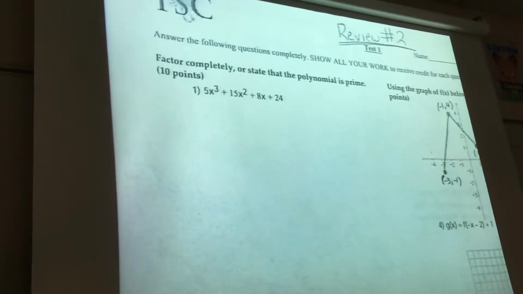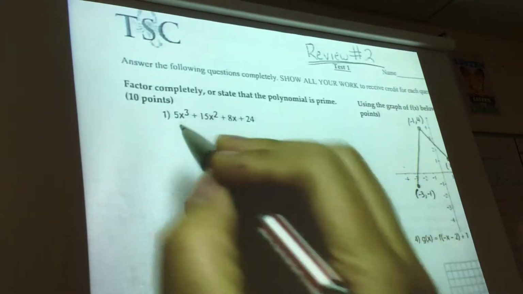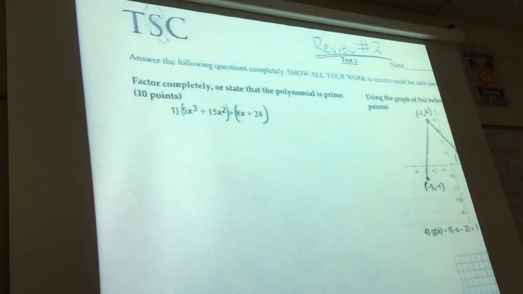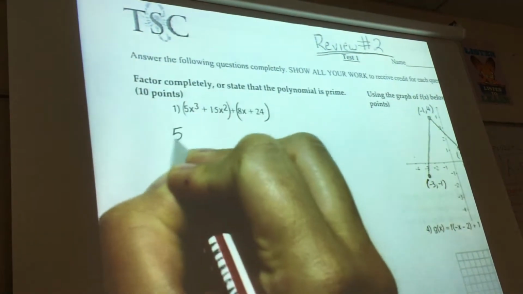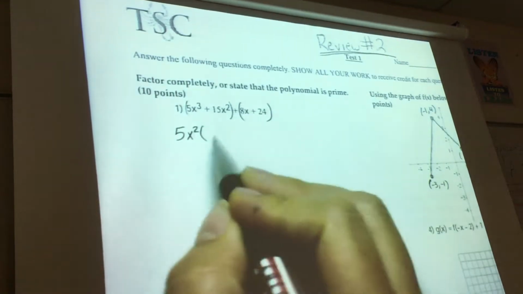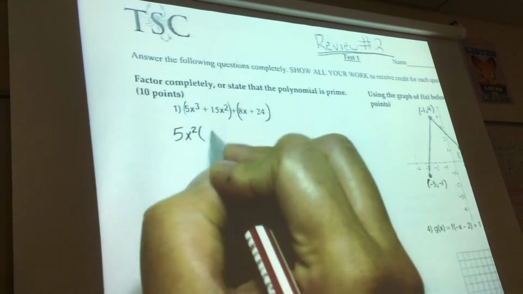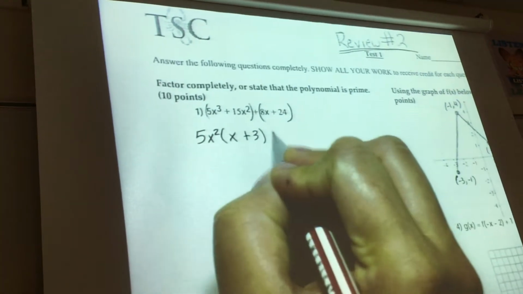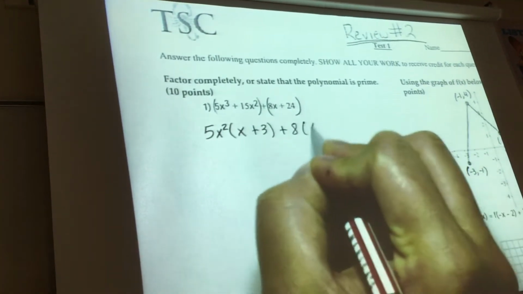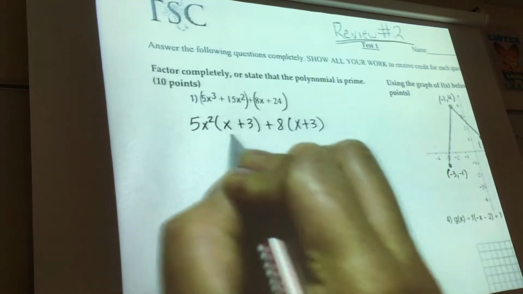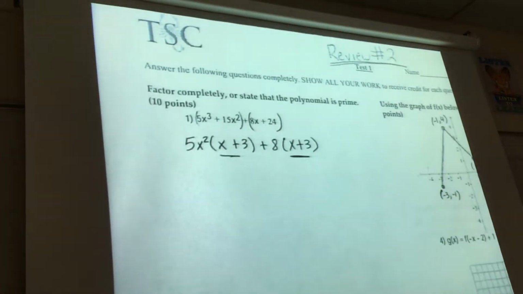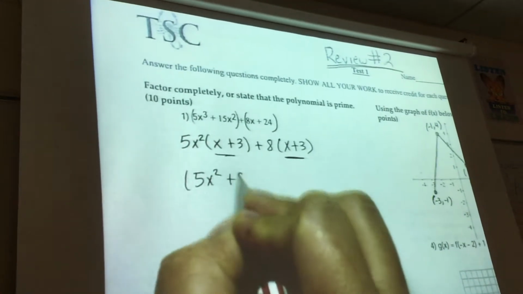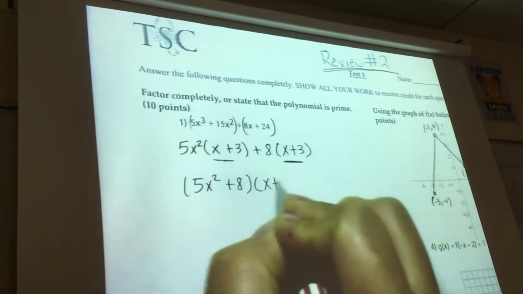So looking at the first problem, because we have four things, you were supposed to do the grouping. So the first two things, what do they have in common? 5x squared. And I simplify that, this becomes x plus 3. These two, what do they have in common? 8. And we have still an x plus 3. Now remember, as long as these two are the same, then you did this correctly. We're going to put 5x squared plus 8 and x plus 3.